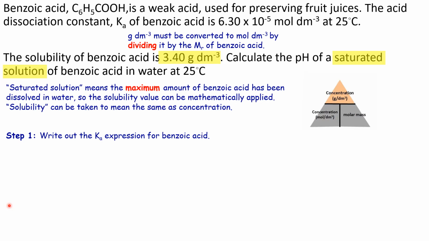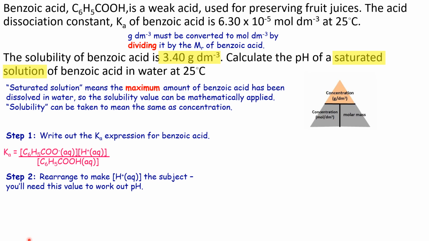So because it's a weak acid, it tells you this up in the question, that means that there's going to be a Ka expression required somewhere. So the first step is to write that out. So I put my two dissociation products in the numerator and my original undissociated weak acid, my benzoic acid, in the denominator. And then as normal, you'd arrange to make the H plus concentration term the subject, like that.